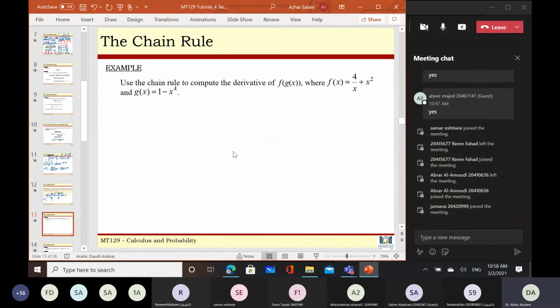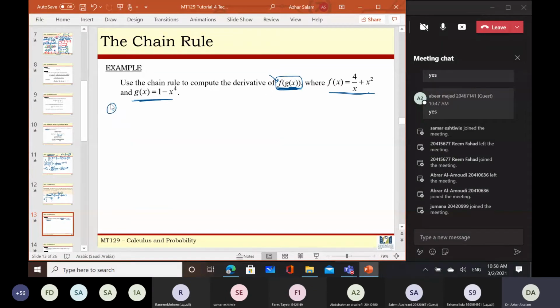Okay, now use the chain rule. The question is, we will solve this example: use the chain rule to compute the derivative of f of g of x. Notice here that I don't have this function, but I have f written like this, and I have g written like this. So I have to find first the function f of g of x. كأنه يطلب مني أوجد دالة التحصيل بعدين أوجد مشتقة هذه الدالة.